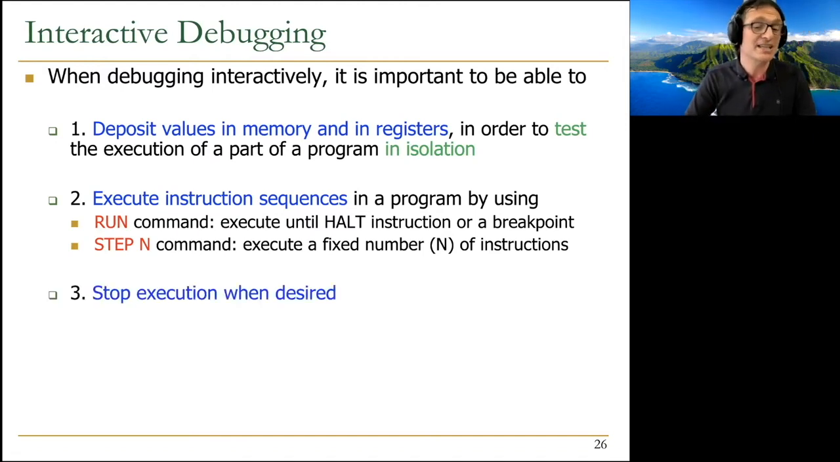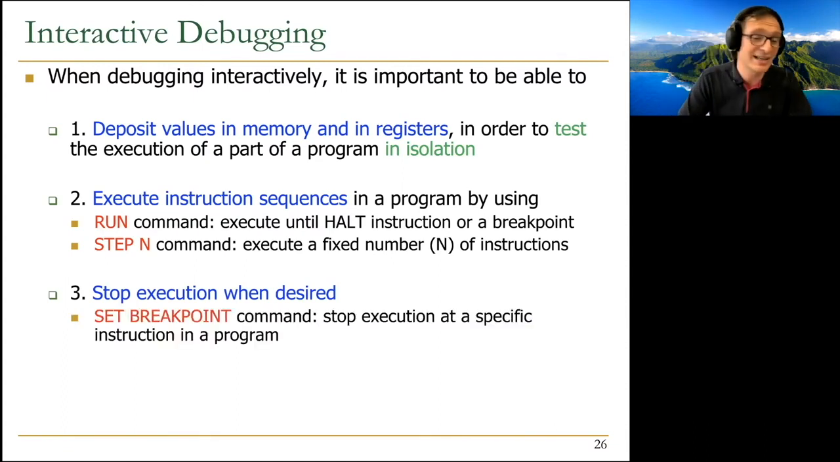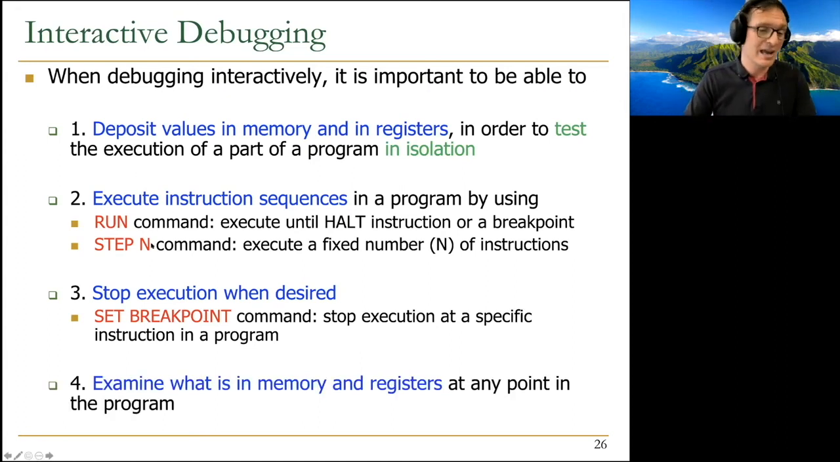And you can stop the execution when desired in debugging clearly, right? You can do that with the breakpoint command, by stopping execution at a specific instruction. You set a breakpoint at a particular point where you want to examine the memory and register values. And after this, you can examine what's in memory and registers at any point in the program if you have this infrastructure. That way you can step through the program. So this is very useful clearly.